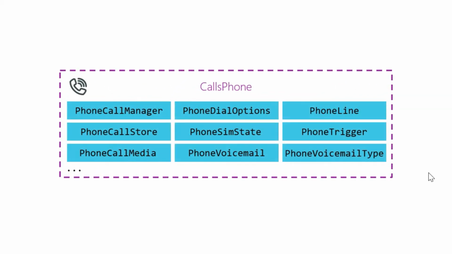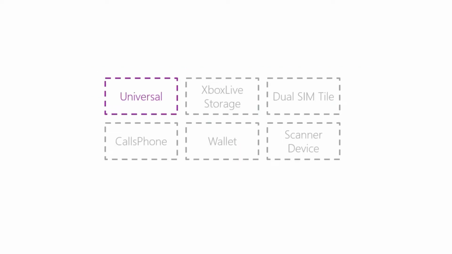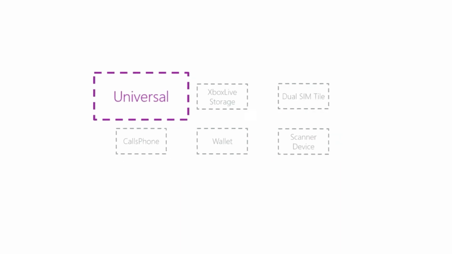Let's look at one of these, calls phone. Calls phone is an example of an API contract, which means it's a group of related APIs that give you some piece of functionality, related functionality. So in this case, the ability to manage phone calls. Again, remember the big picture here. We have a set of APIs that are available everywhere, and then more specialized ones that are platform or device type specific. The ones that are available everywhere are called the Universal API Contract.